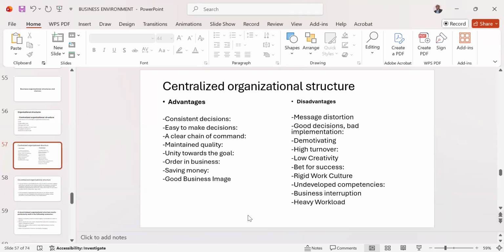Well, for centralized structure, the decision is usually very long. I think I've explained it. Even though it may be consistent because it has to pass through different stages and every person has to look at it. So that's why you see consistent decisions. Oh yeah, go ahead. Another advantage.